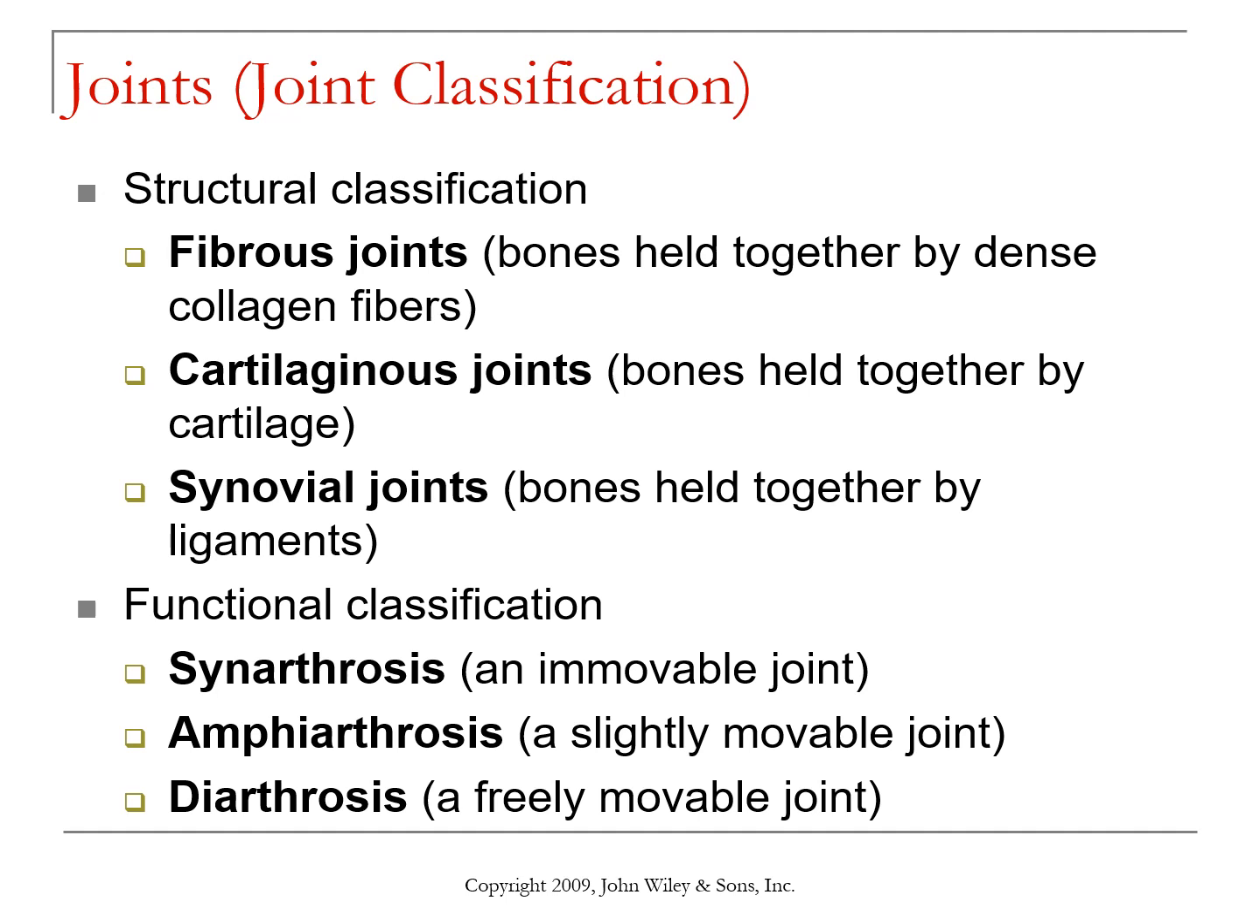So joints can be classified based on their structure. This includes fibrous joints, where the bones are held together by dense collagen fibers. We also have cartilaginous joints, where the bones are held together by cartilage. And the most abundant type of joints in the body are the synovial joints, where the bones are held together by ligaments, and synovial joints have a joint cavity. These are the ones you probably think of when you think of joints that allow for free movement.